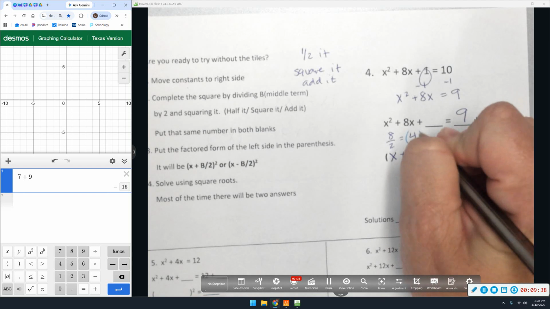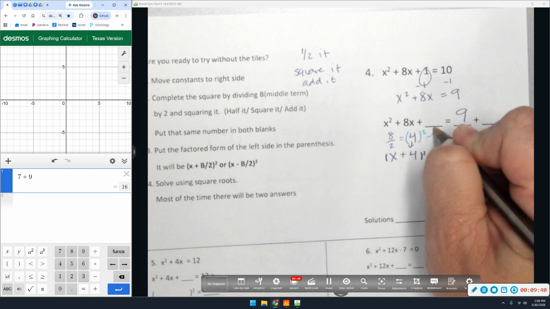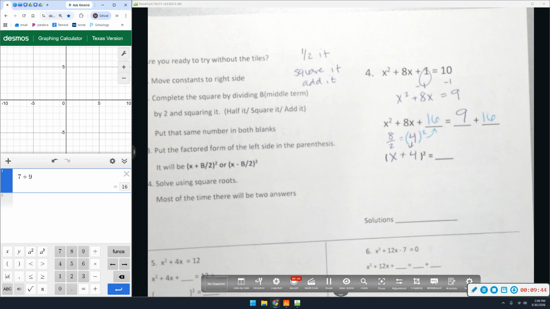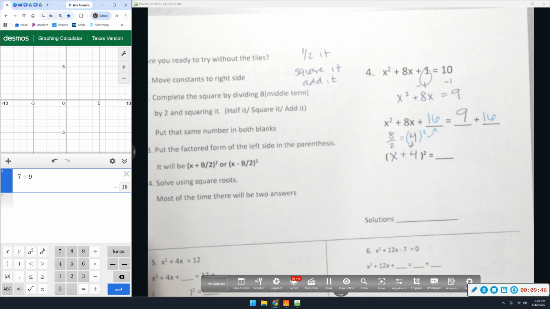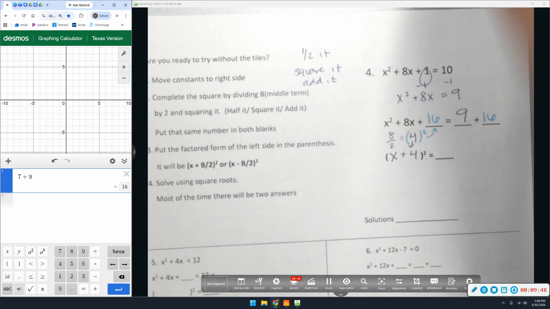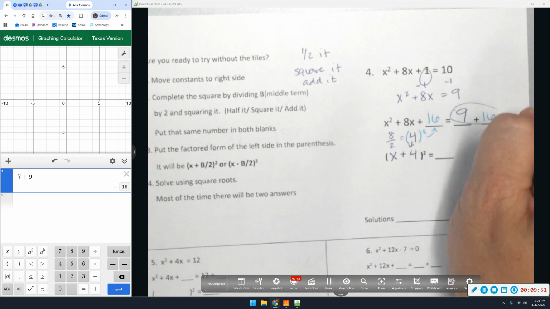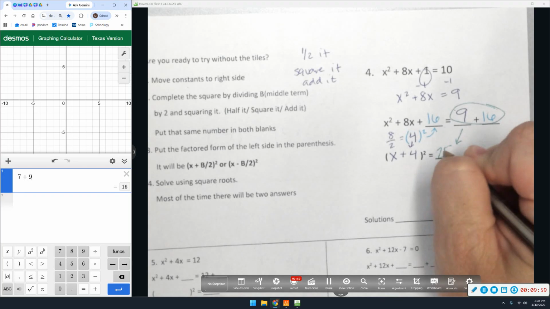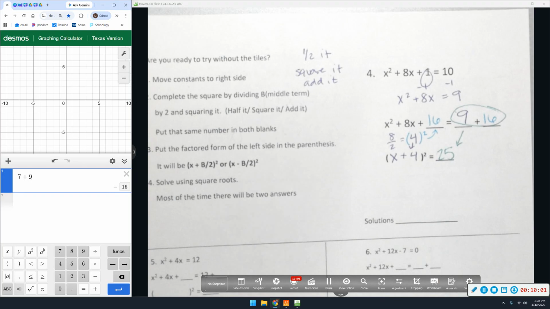And then we square it. What's 4 squared? That's what we add. Half it, square it, add it. And when I add it, what's 9 plus 16? Yes, that's where we're stopping for today. So half it, square it, add it.